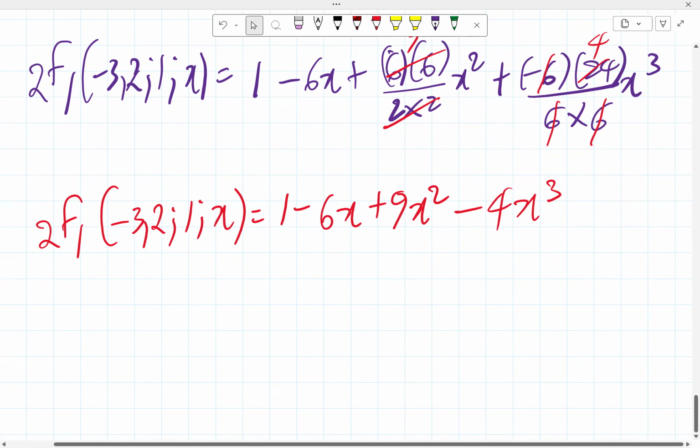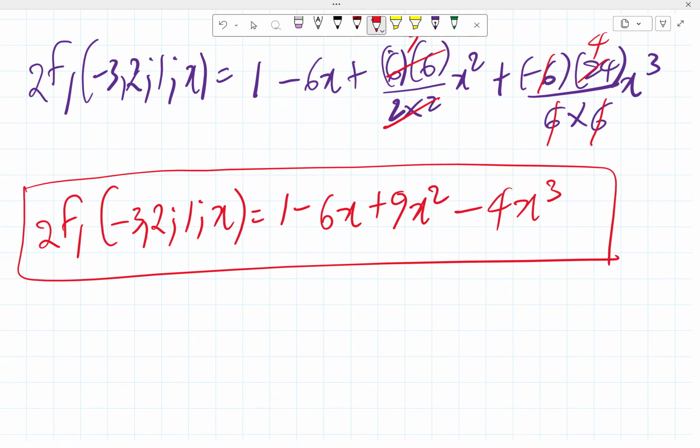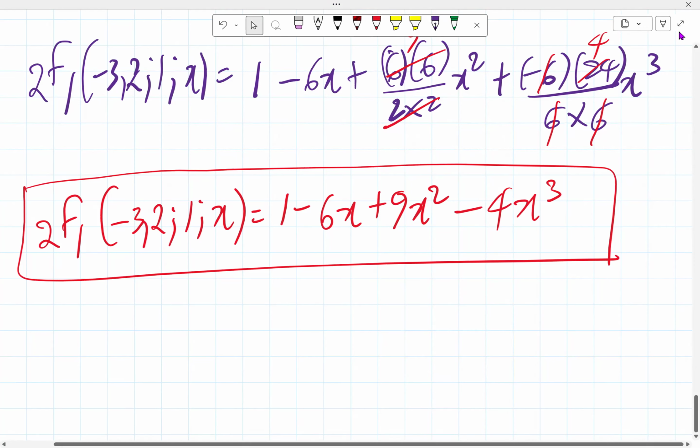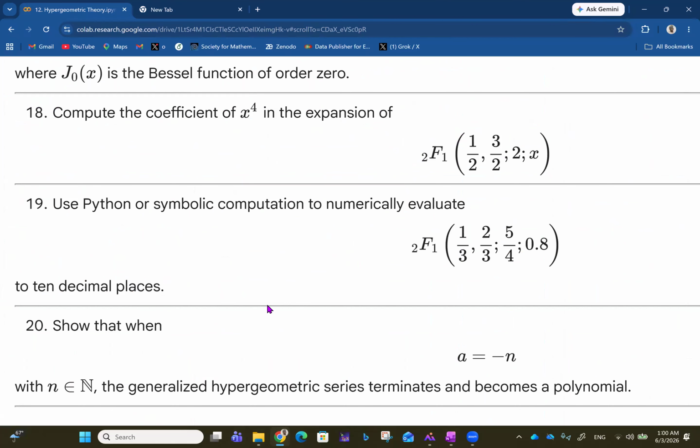So this is the required polynomial now. 2F1 of minus 3, 2; 1; x is 1 minus 6x plus 9x squared minus 4x cubed. That is what we need. That is the required polynomial there. So with this, we come to the end of this interesting video on hypergeometric theory.